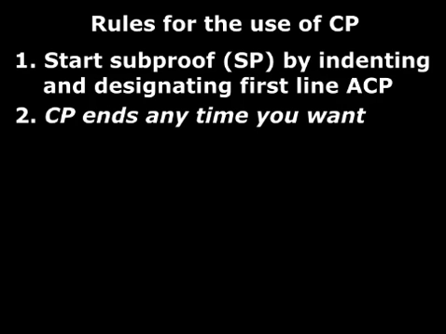The conditional proof ends any time you want it to end. Now why do I say that? I say it because in chapter 4 we'll have another kind of subproof we can do, indirect proof, that requires a specific kind of statement. You can't end it any time you want. You have to have a specific sort of statement before you can end it. With conditional proof, you can end any time you want. What do I mean by that?